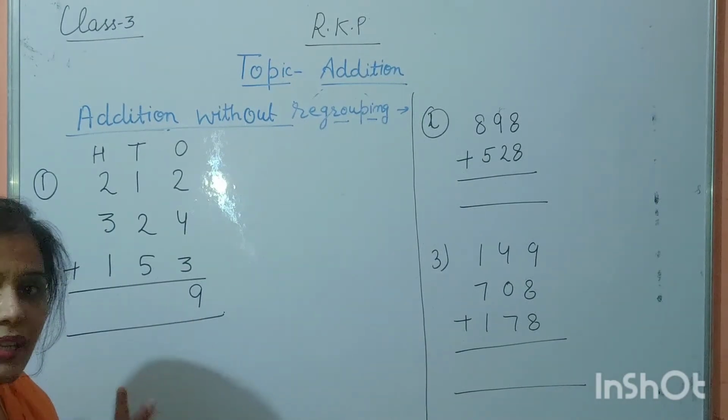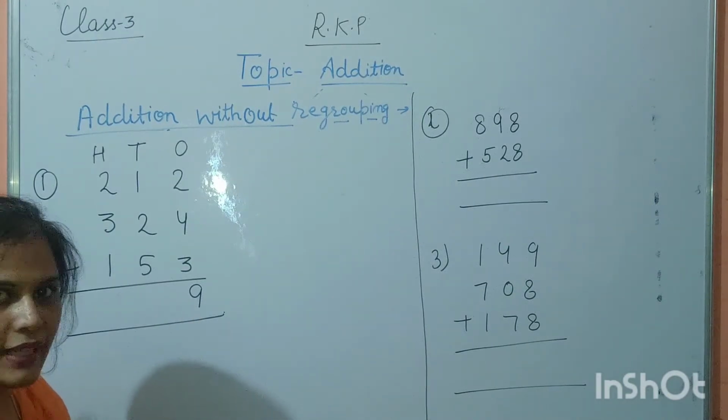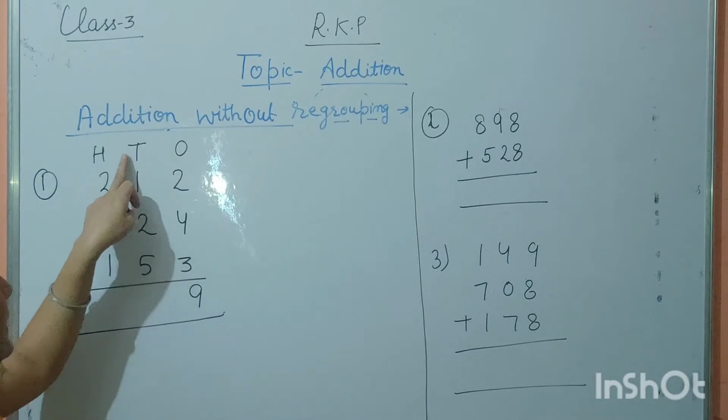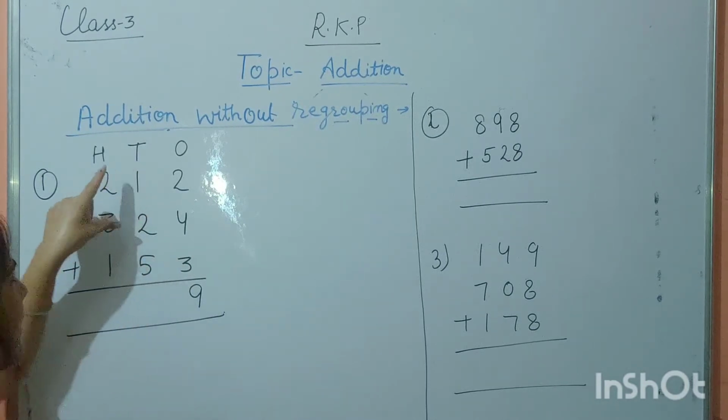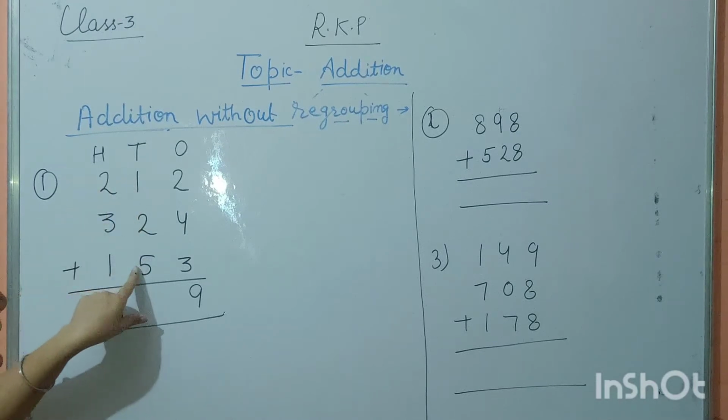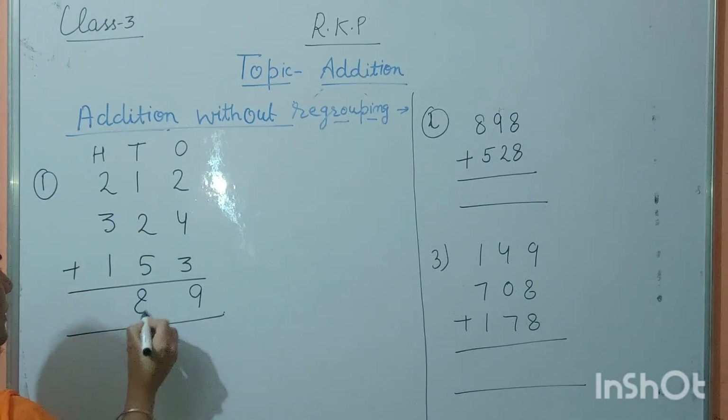When a two-digit number comes, you need to regroup the numbers. Okay. This is a single digit, so there is no need to regroup the numbers. Now come to the tens place. Start addition with the first two numbers. 2 plus 1 is 3, and 3 plus 5 is 8.